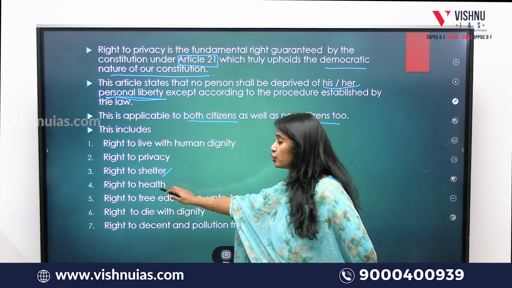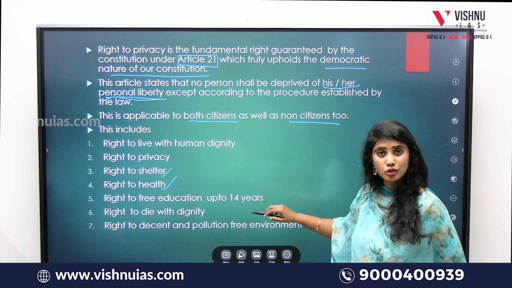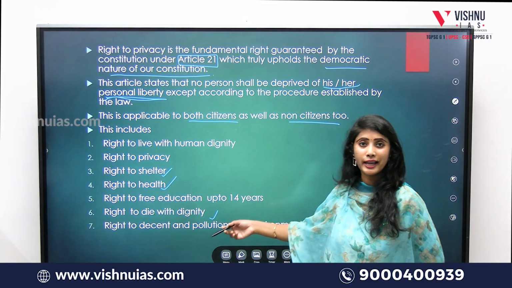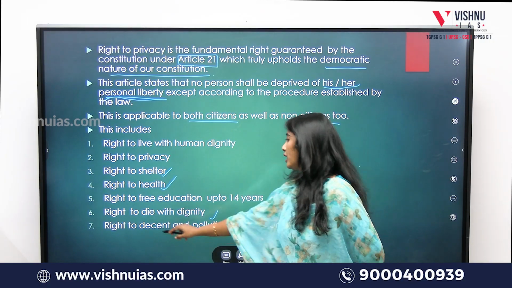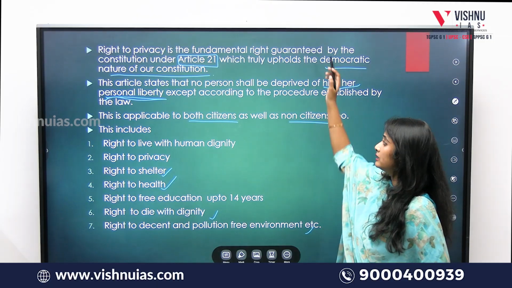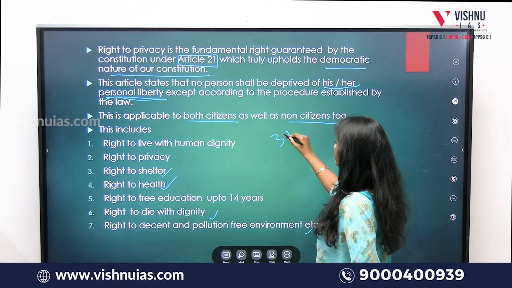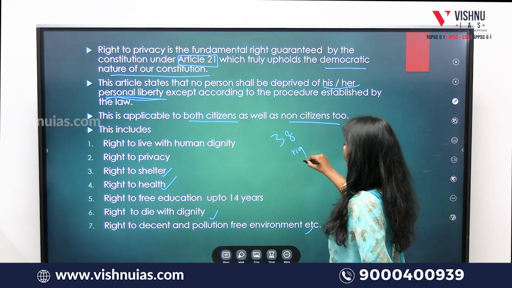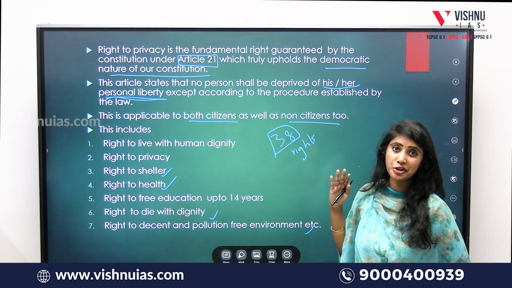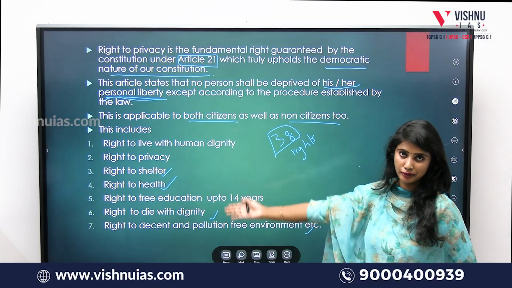Okay, and right to health, and also right to free education up to 14 years of age. Right to die with dignity. Even this is also a right given by our constitution. Right to a decent and pollution-free environment, etc. Because this Article 21 includes in itself nearly 38 rights. How many rights? Nearly 38 rights are included under Article 21, of which some have been given over here.